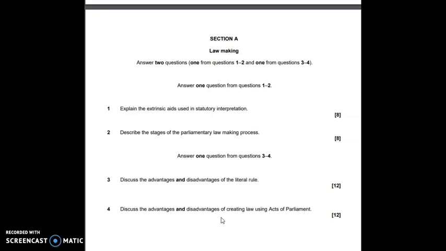And in terms of disadvantages, you could talk about the fact that Acts of Parliament can become outdated and maybe give some examples, such as the Offences Against the Person Act 1861, looking at the language there, such as grievous bodily harm, etc. The language is outdated, and acts like that struggle to cover brand new situations.